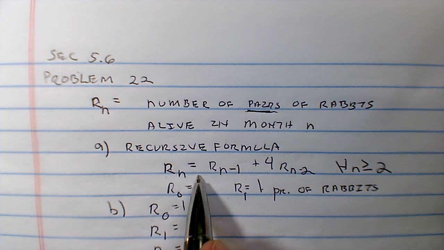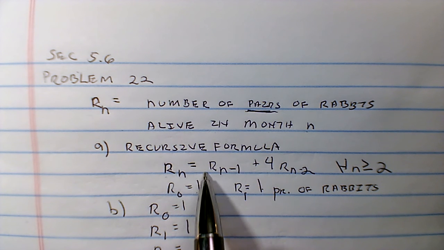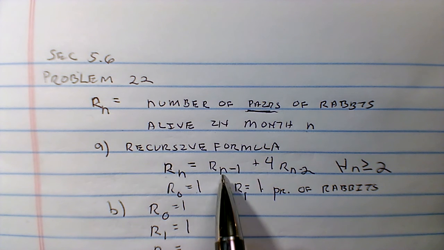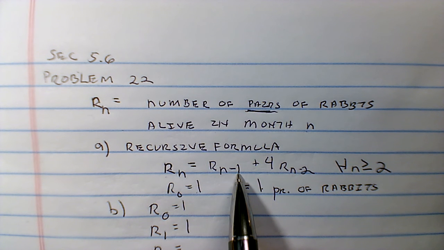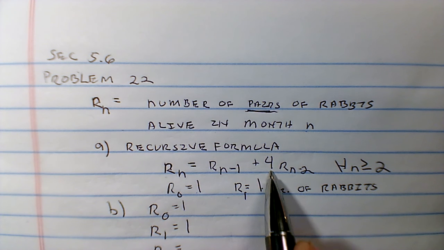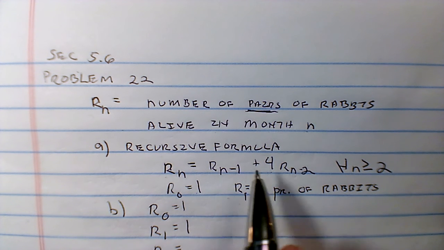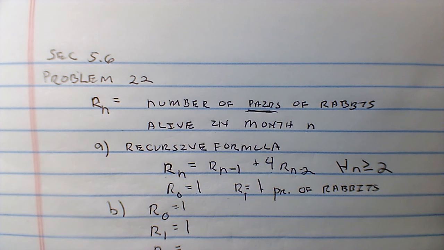So R sub n is going to equal, well, using the second rule of this Fibonacci sequence dealing with rabbits, which says no rabbits die, we're going to have all of the rabbits who've ever been there still here. So we're going to have all the rabbits from the previous month. But then we're going to multiply by 4, because it's going to make 4 pairs, times however many we had 2 ago. So this is our recursive formula which we're going to use.